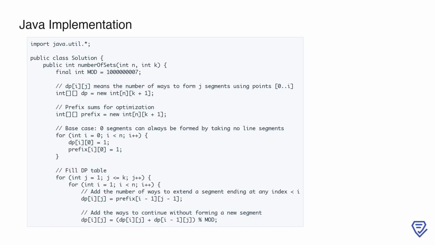For every segment count j from 1 to k, and for every point i starting from 1, we calculate dp[i][j]. First, we account for the number of ways to extend a segment ending at any index before i by using the prefix array. This value is stored in dp[i][j]. Then, we add the number of ways to continue without forming a new segment, which is simply dp[i-1][j], and ensure the result fits within the modulo constraint.